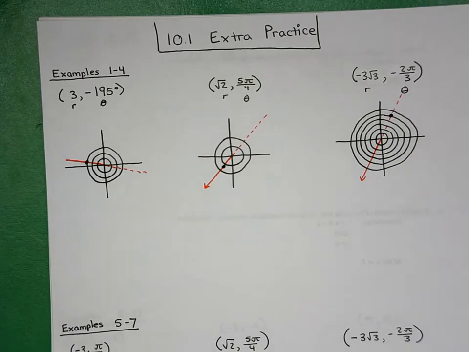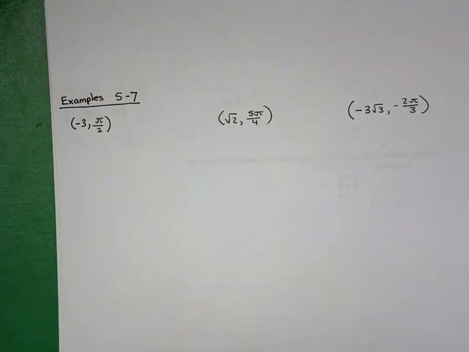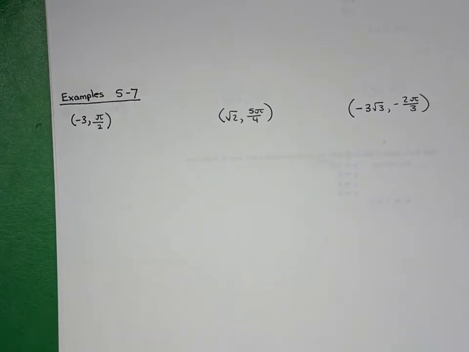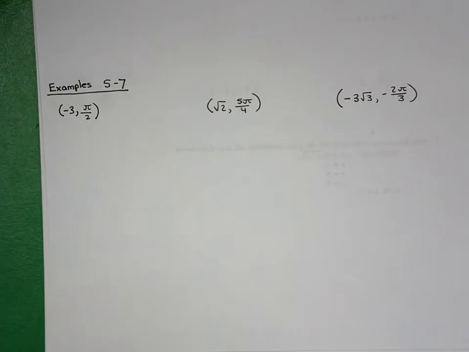Okay, so those are more like examples 1 through 4. Moving on to 5 through 7, again, pause the video, try them on your own. If you felt like you were good with examples 5 through 7, then maybe skip this section, whatever you need, okay? Okay, 5 through 7, we were looking at naming 3 other coordinate points for the given polar coordinates.